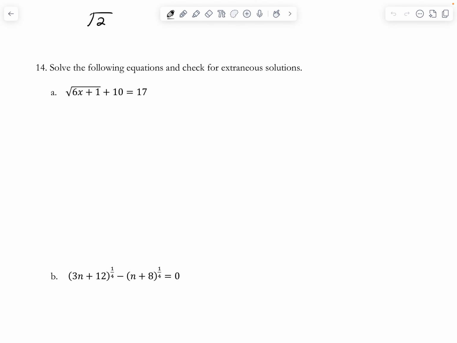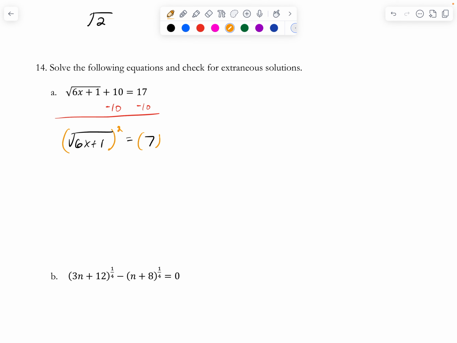First thing I want to do on all of these questions is to isolate my radical. It doesn't matter if it's a square root, cube root, fourth root, whatever it is. If I have one of them, I want to get it by itself. So I'm going to move the 10 over with subtraction first to get the square root of 6x plus 1 equals 7. Now that I've isolated, I'm going to raise both sides to the second power, which will get rid of that square root.